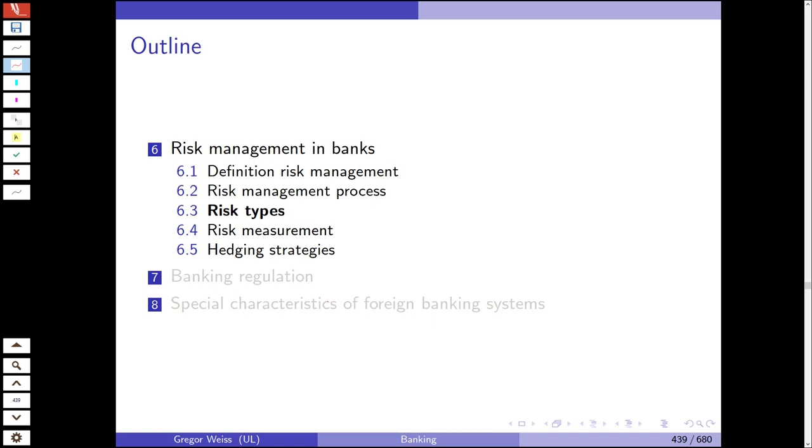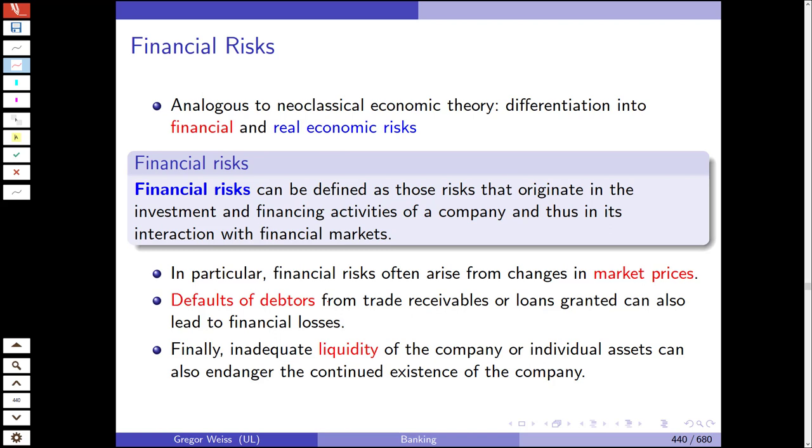Okay, now let's turn to the different types of risks we will usually see in banking. Now we start out with financial risk. We also have real economic risks, but we'll concentrate on financial risks.